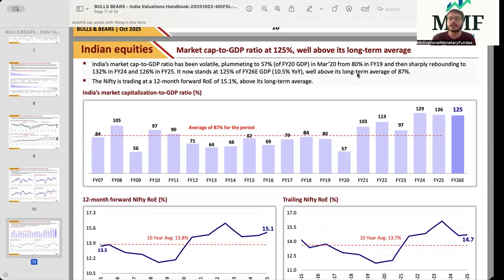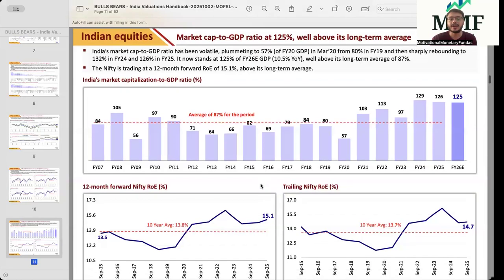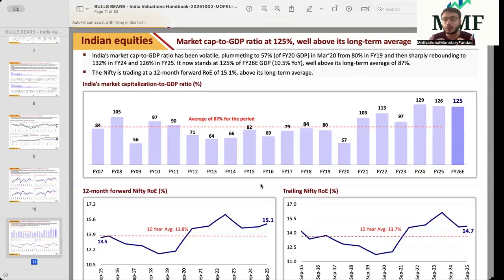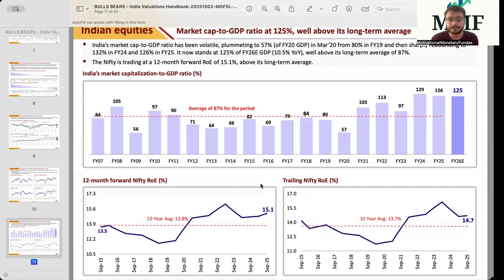We have repo rate cut, we have GST cut, we have income tax cut, eighth pay commission is coming up, we have CRR cut, we have VRR auctions. Right, so all these things are infusing liquidity into the banking system. Right, so earning growth revival होगा, and that is why Nifty 50 is trading at a 1 year forward ROE of 15.1%.